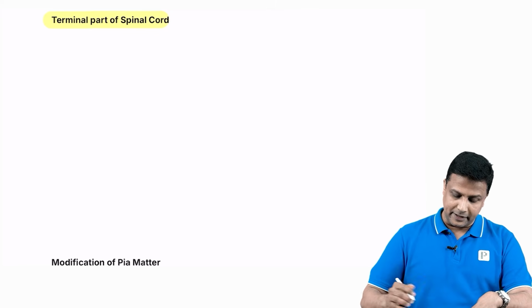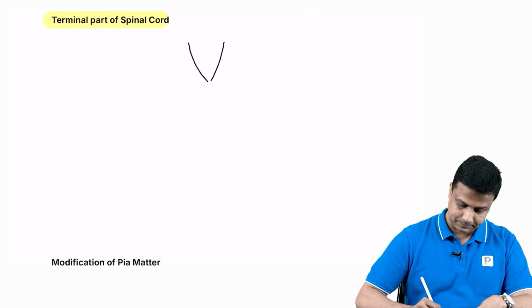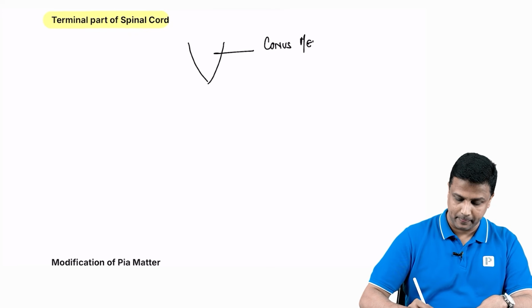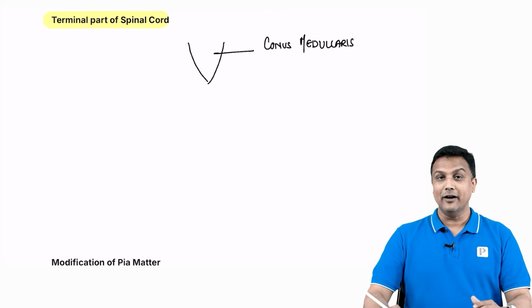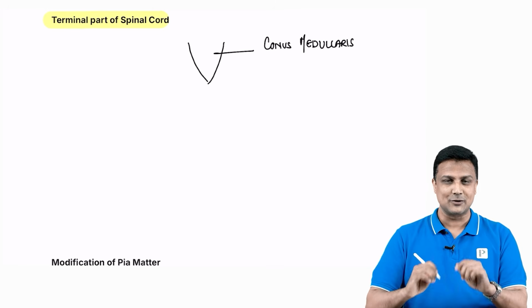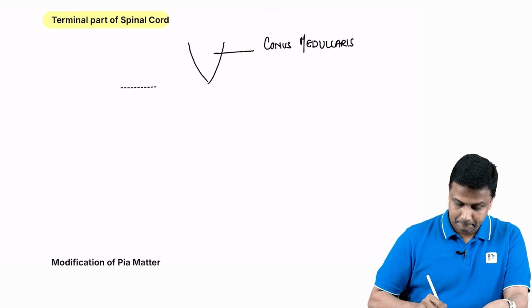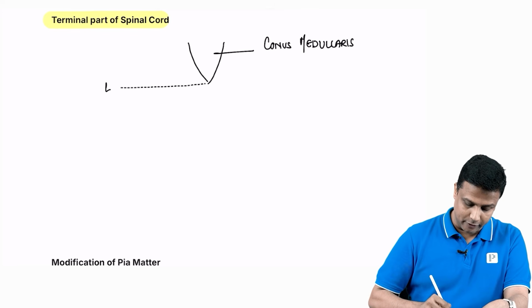Remember that the spinal cord ends in a cone-shaped structure. And this cone-shaped structure will be referred to as conus medullaris. Please don't answer cauda equina. It is conus medullaris. So the spinal cord ends in a cone-shaped structure known as conus medullaris. We know very well where this ending is. The spinal cord ends at L1, the lower border of L1.